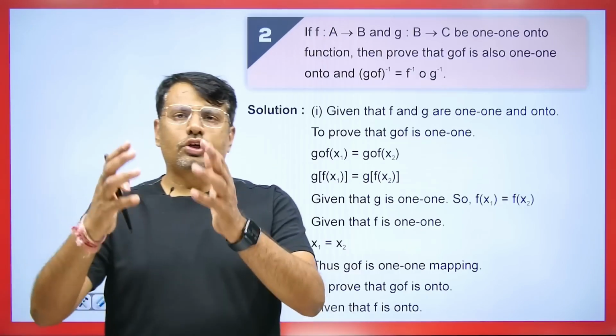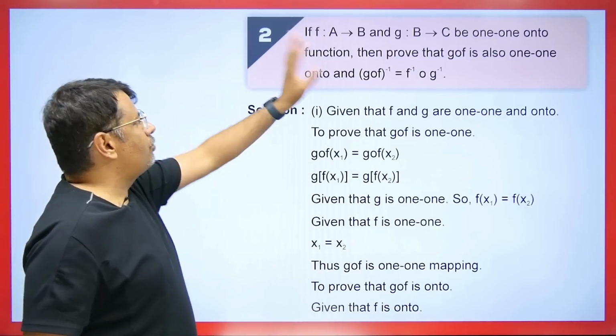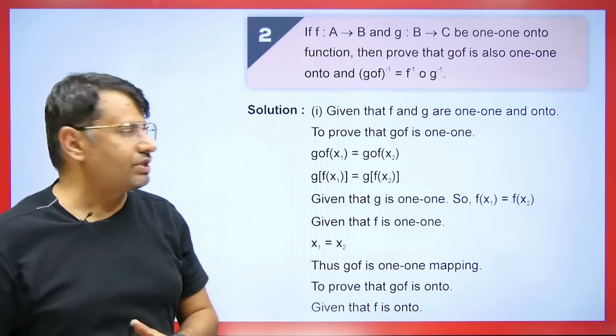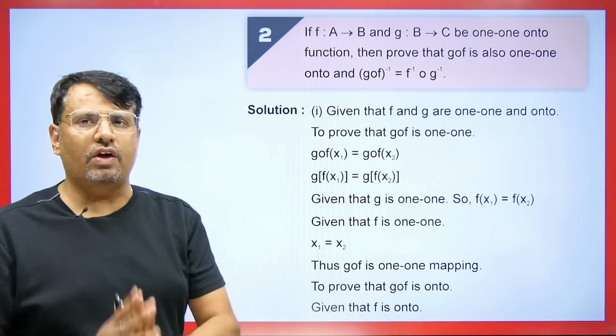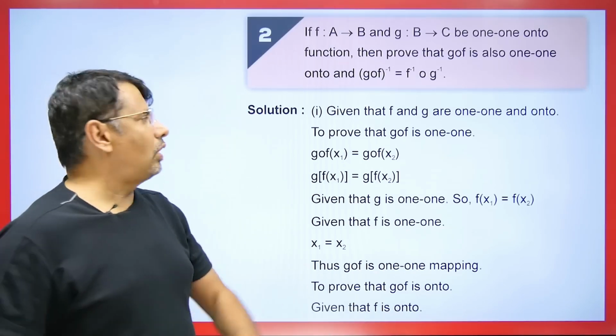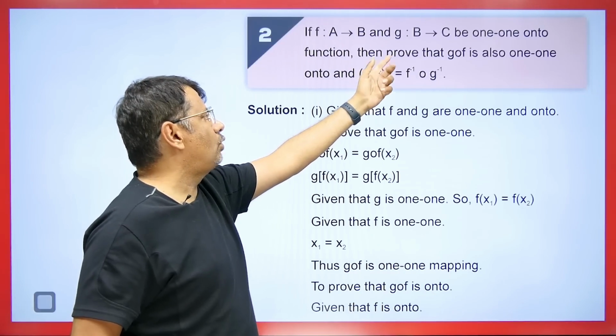Let's move ahead. Now look at this question. f from A to B and g from B to C are one-one and onto functions, meaning f and g are both one-one and onto functions. So now here you have to prove that g of f is a one-one and onto function. The inverse of g of f is equal to f inverse of g inverse.